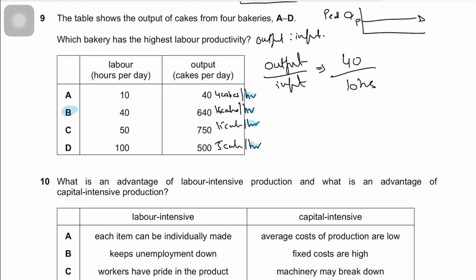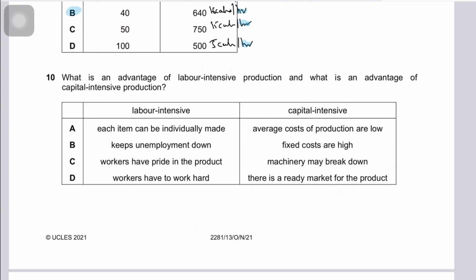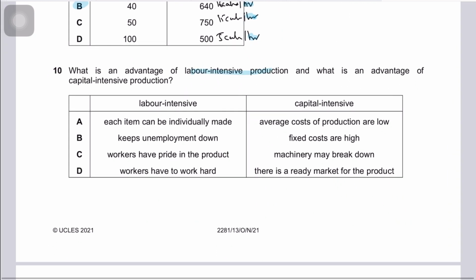Question number 10 states, what is an advantage of labor intensive and an advantage of capital intensive? Labor intensive is when you're using more labor than machines, and capital intensive is when you're using more machines than labor. So the advantage for labor intensive would be that each item can be individually made. Yes, this makes sense. So A should be the answer.